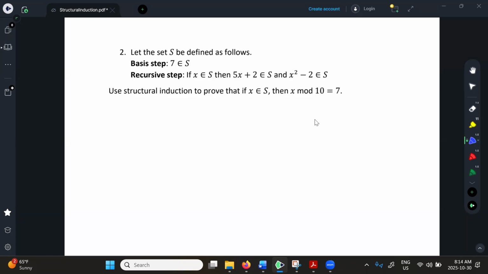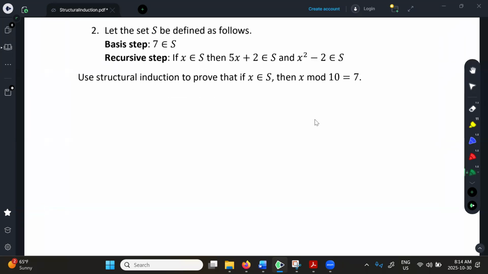Okay, and the set S we defined as follows. Again, I'm given the recursive definition here. I'm given 7 belongs to S, and new elements are generated by either doing 5x plus 2 in S or x squared minus 2 belonging to S. Now they want me to use structural induction to prove that all elements in S have this property: x mod 10 is 7.